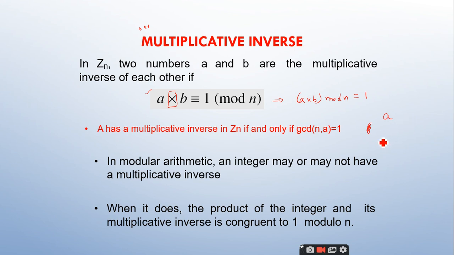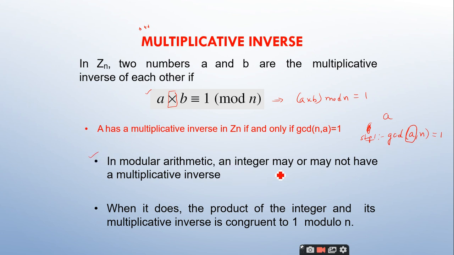For that, in step 1 you should calculate the GCD of a and n. Here n is nothing but the number in Zn: Z10, n becomes 10; Z6, n becomes 6. If the GCD of a and n is equal to 1, then we can say that a has a multiplicative inverse. What the value of that multiplicative inverse is, is a different matter, but to check whether a number has the multiplicative inverse, GCD plays a very important role. If GCD of a and n is equal to 1, then the multiplicative inverse exists.